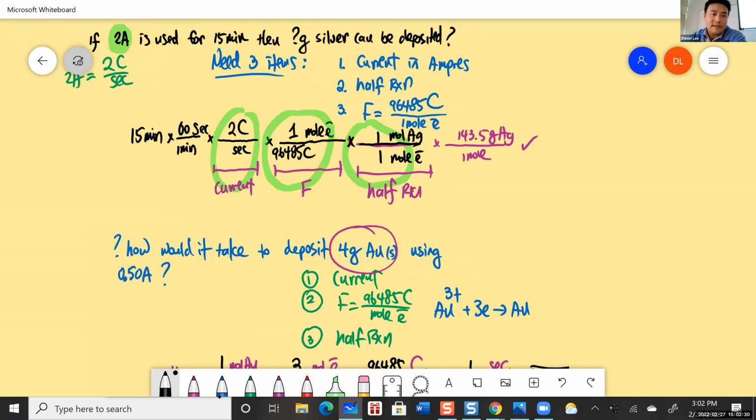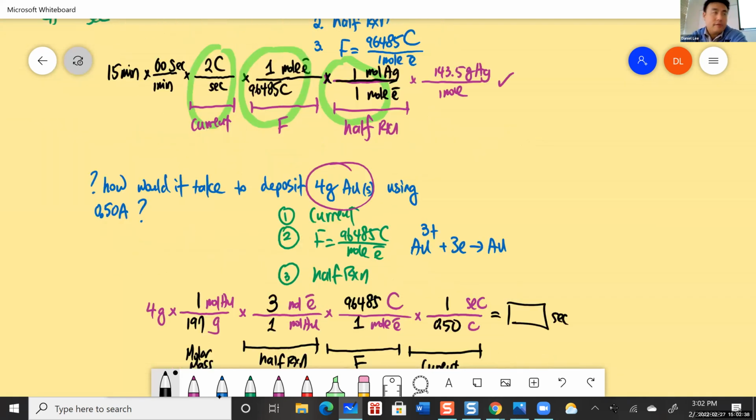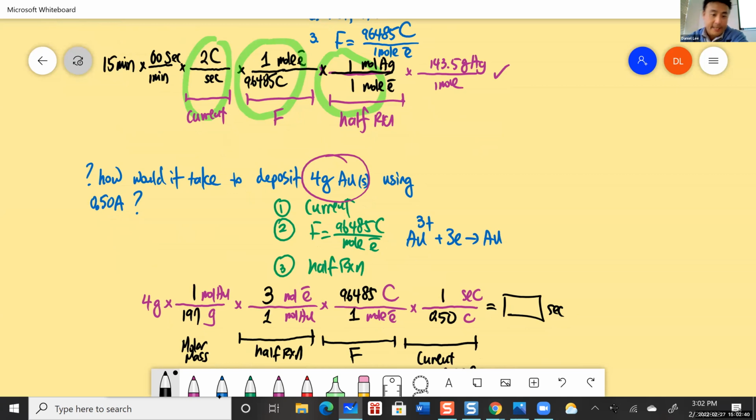Previously, I started with time and got grams. Now I start with grams, I go backwards, everything is reversed, and I get time. Okay, these are reverses of each other. And again, you need the same 3 things: the balanced half reaction, Faraday's constant, and current. All right, that's the end of the electrolysis.